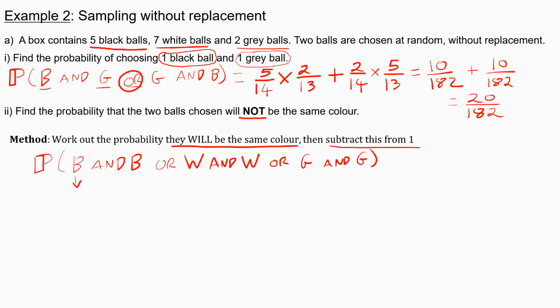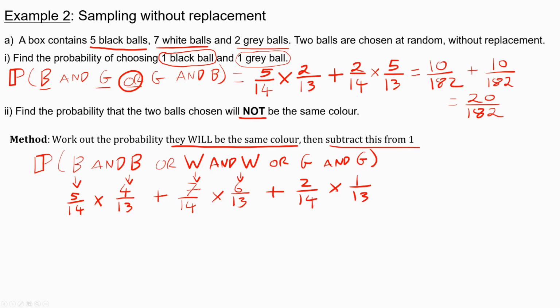Now the chance of getting black and then black is going to be 5 out of 14 times, well, if I've taken a black ball, there's only 4 black balls left and only 13 balls in the bag. Hopefully you should see how I'm doing this. So we're going to have 7/14 times 6/13. And then OR is plus 2 out of 14 times 1 out of 13. You should notice I'm not really getting hung up on the formula we talked about earlier. I'm just thinking sensibly. And I've made a mistake, 2 out of 14, my apologies, times 1 out of 13.